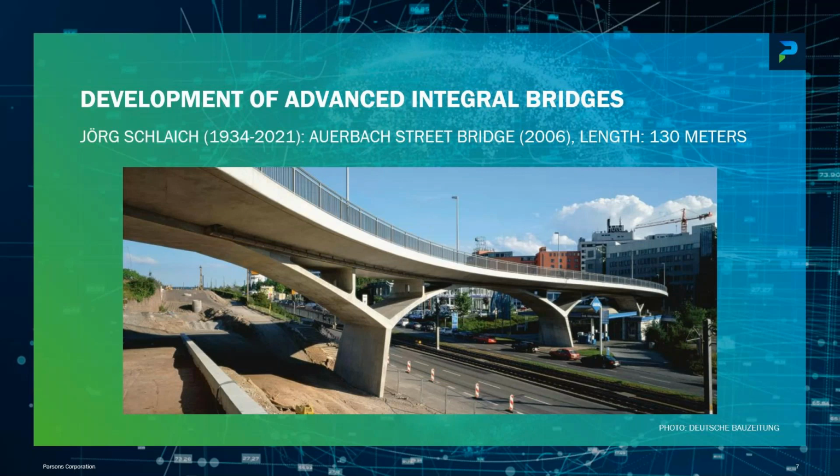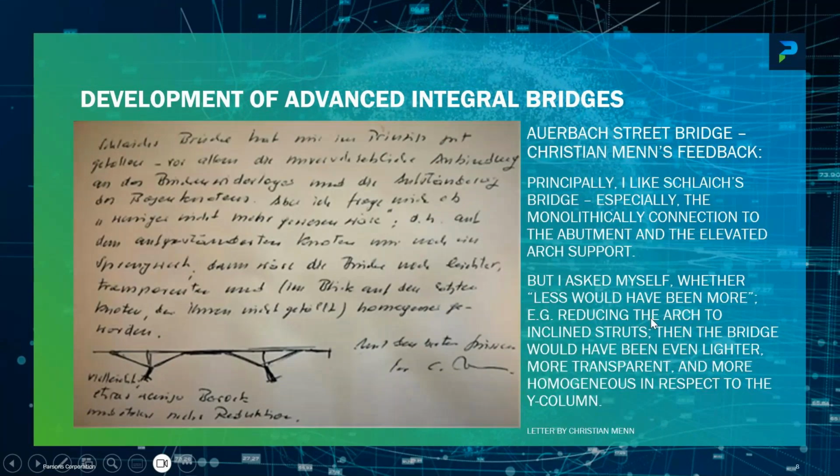What you see here in the picture is that you have here in the back a V column, so this goes over a gas station. And I discussed this bridge with Christian Menn, who was obviously interested in what Jörg Schleich is doing. And then Christian Menn, on the way back to his hometown Chur, he sent me basically a letter. And he writes in this letter, principally, I like Schleich's bridge, especially the monolithic connection to the abutment and the elevated arch support. But I asked myself whether less would have been more.